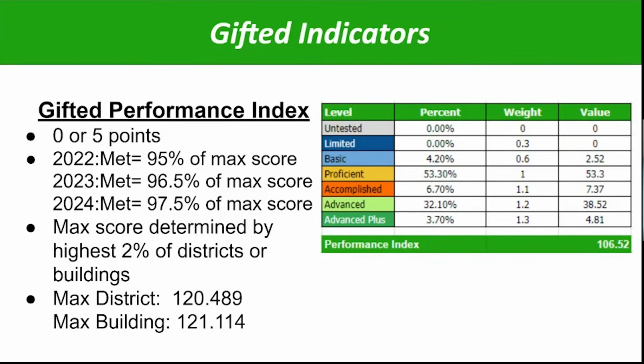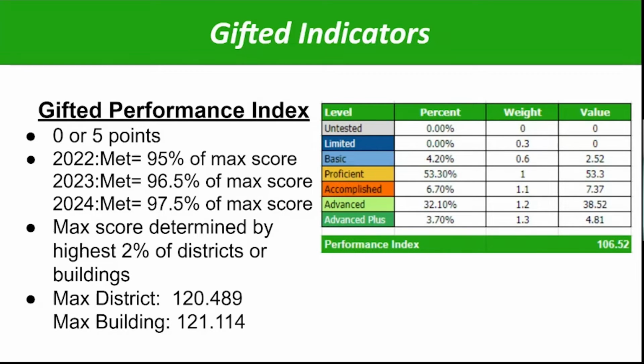So when we look at the top 2% of districts, and we're just looking at students that are gifted and took a test in the area that they are identified gifted in, you can see that the maximum score for those districts was 120.489. So it was actually higher than the 120 that we used previously. When we drop that down and are looking at individual buildings, it's even higher. And we have 121.114 this year was the max there.